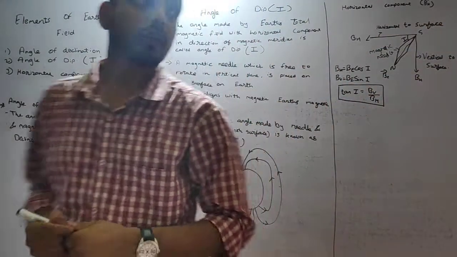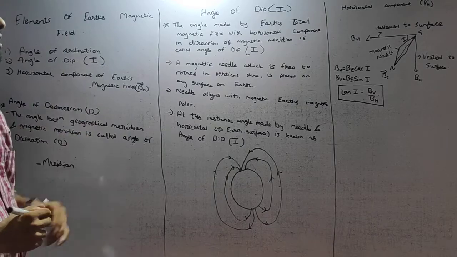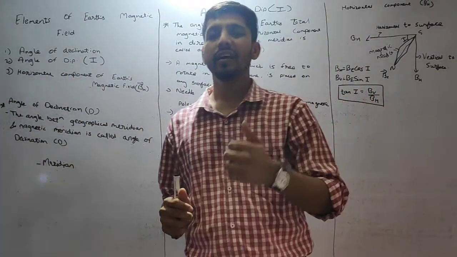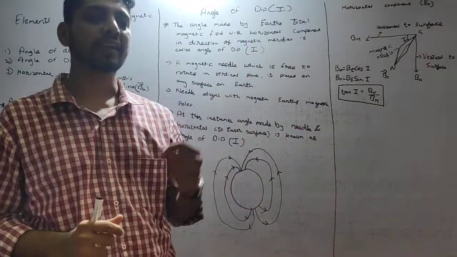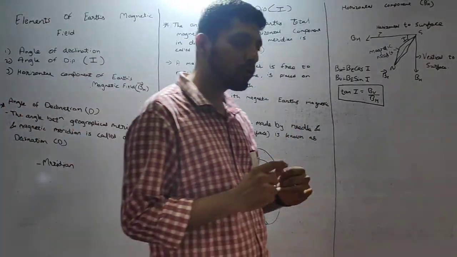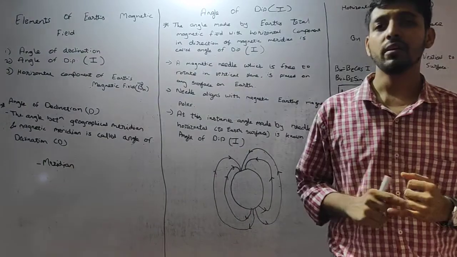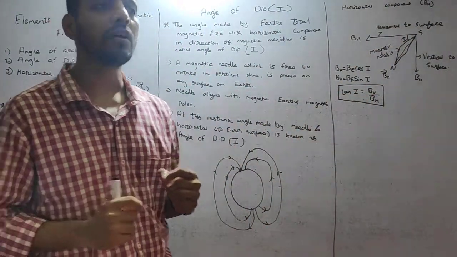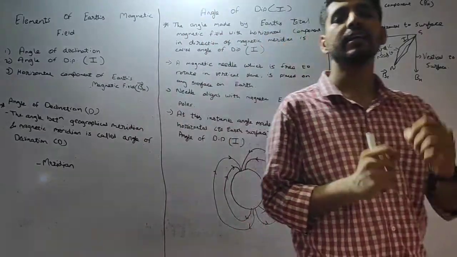Hello students, now we will be studying about elements of Earth's magnetic field. What are the elements of Earth's magnetic field? They are the elements which help us to find out the exact magnetic field at any point. If you know these three elements, or the value of these three elements, then you can find the magnetic field of Earth at any given point.